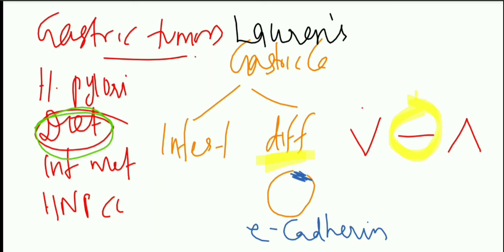Maybe sometimes you may get confused, like, they have mucin, so are they some glandular? No, they are not forming any glands. Though they have mucin in them, that's giving rise to signet ring appearance.